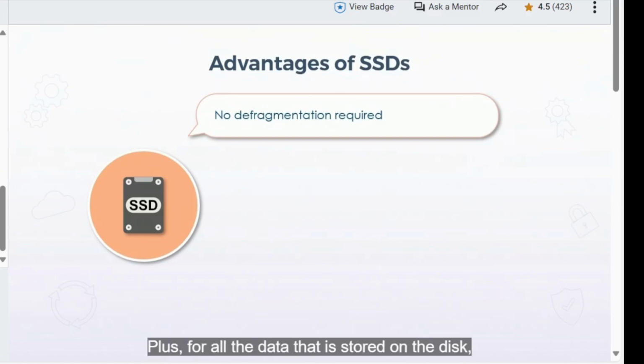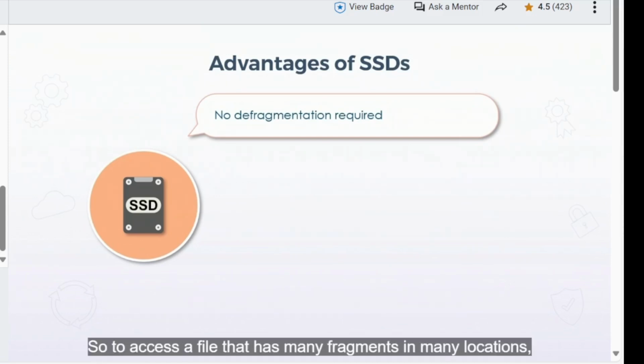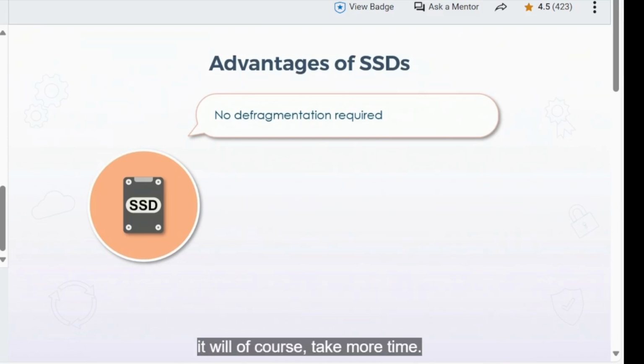Plus, for all the data that is stored on the disk, it's broken up into very small units known as clusters or allocation units. You may also hear the term sector, but that's more of a physical division on the disk itself, as opposed to a logical division of a file. Regardless, over time, files get written, edited, moved, copied, deleted, installed, and uninstalled. So you can simply end up with fragments of the file in many places on the disk, some possibly close to the edge, others toward the center. So to access a file that has many fragments in many locations, it will of course take more time.